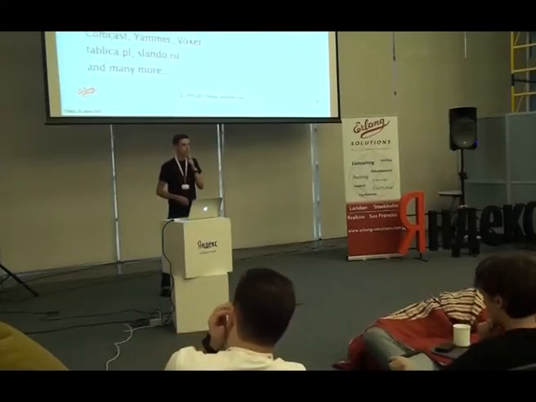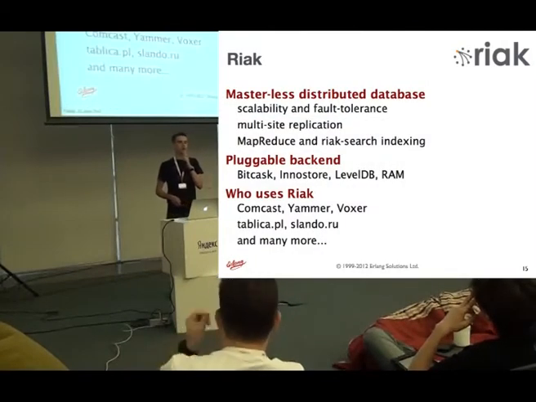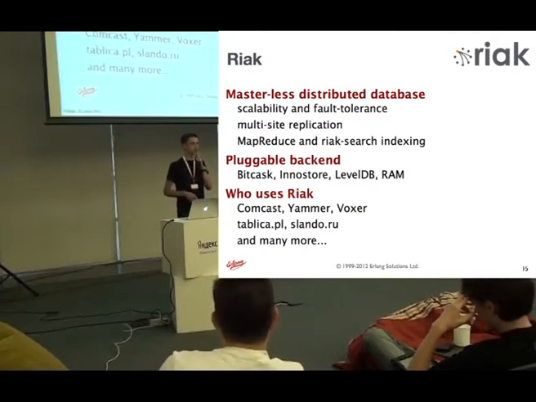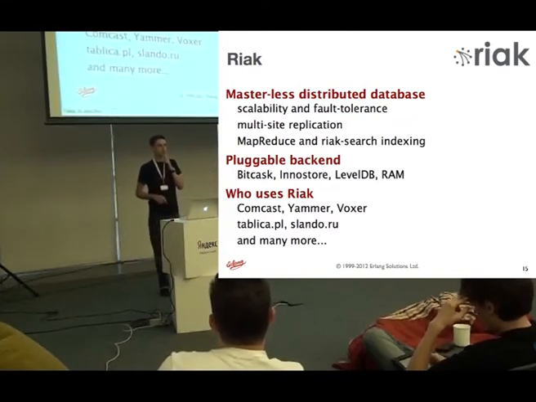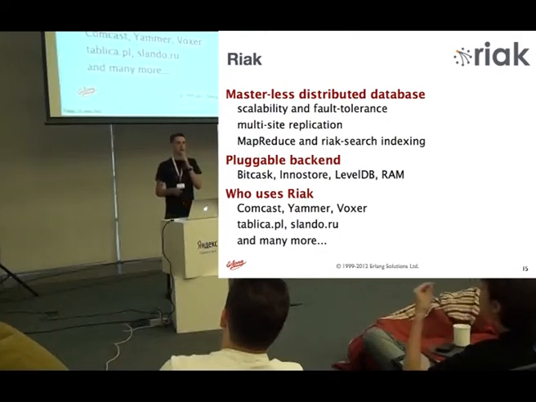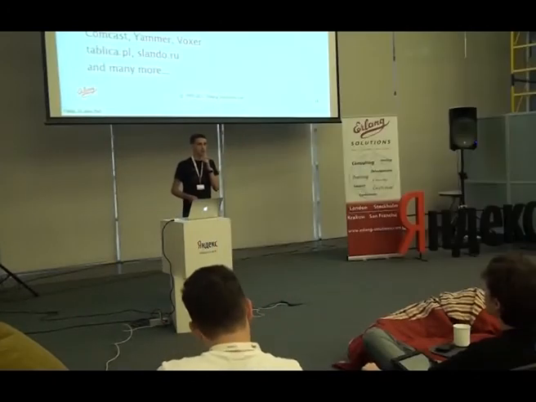A few slides about the database solutions built on top of Erlang. We have Riak here, a masterless distributed database which is scalable. You can add as many nodes, well, as we have heard actually today during one of the presentations. There's Riak Core used here as well. So interesting project, interesting product. There are quite a few companies out there using Riak already. I just put here a few names like Comcast, Yammer, Voxer. Also, some of the classified ads are using Riak to store images, like Slando.ru. So this is an interesting database to look at.